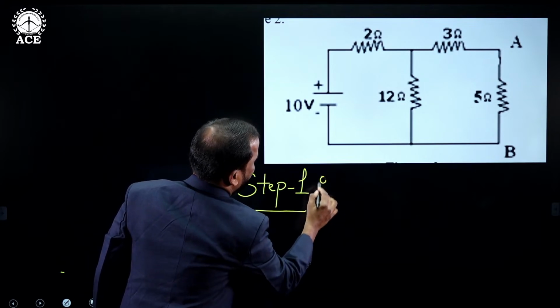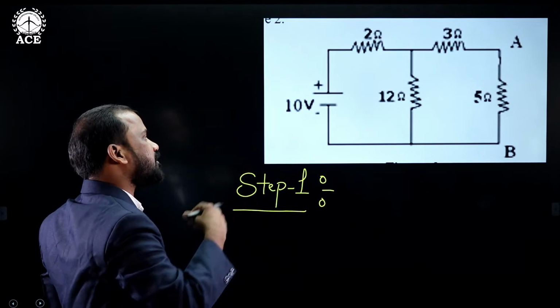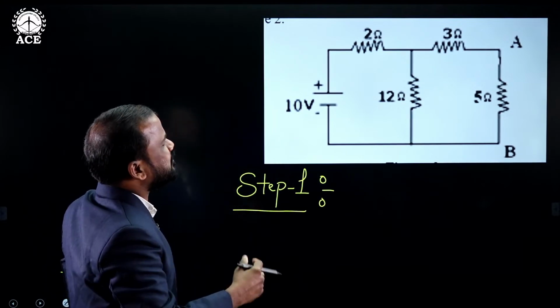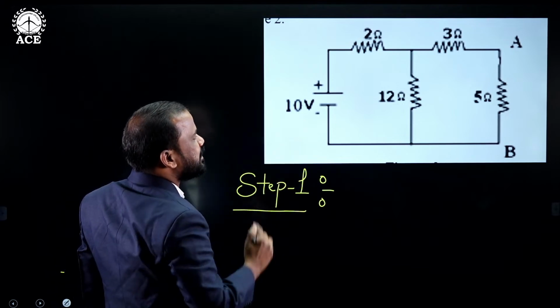Okay, so step number 1, what is step number 1? Identifying the load resistor and disconnecting it from the original network. Then the remaining network becomes what? A two-terminal linear network. I am drawing that two-terminal linear network here.